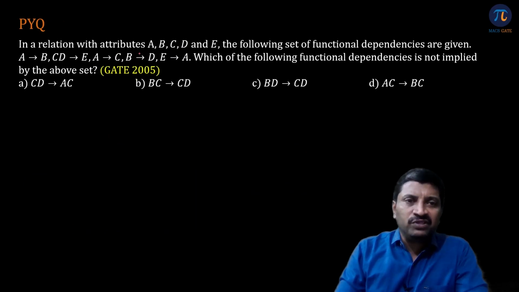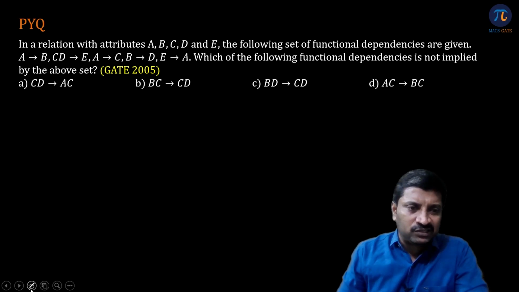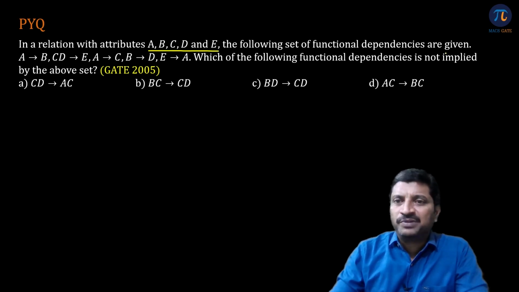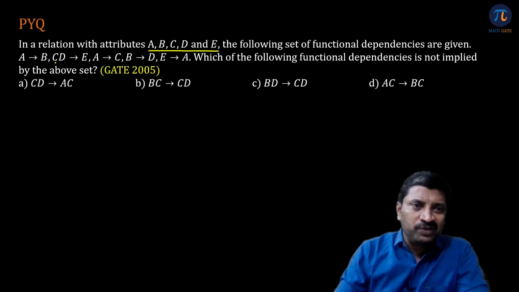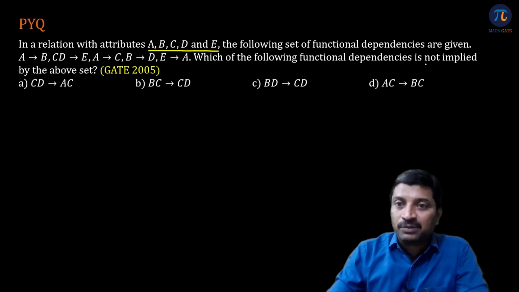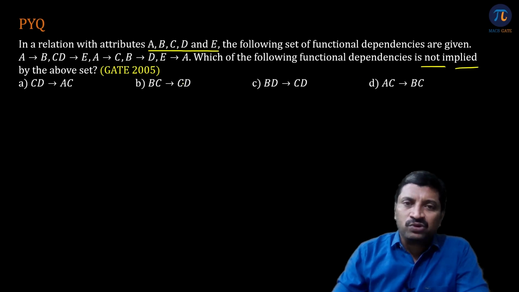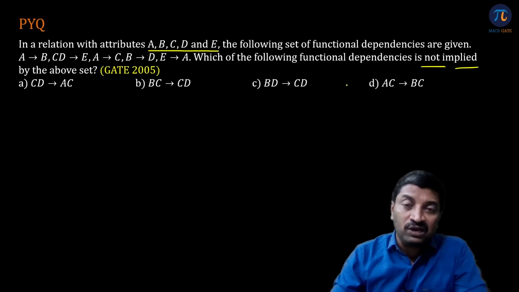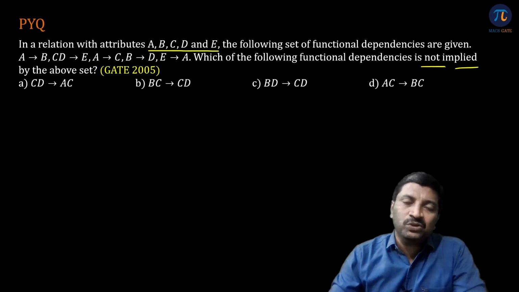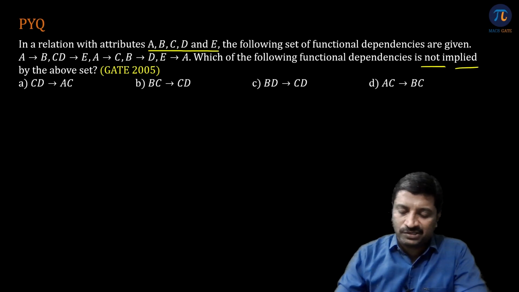In a relation with attributes A, B, C, D, E, so we have 5 attributes. The following set of functional dependencies are given: A implies B, CD implies E, A implies C, B implies D, E implies A. Which of the following functional dependencies is not implied? Please observe this, sir. So out of these 4, 3 will be implied. Only 1 will not be implied. So we need to find which cannot be derived by using the given set of functional dependencies.